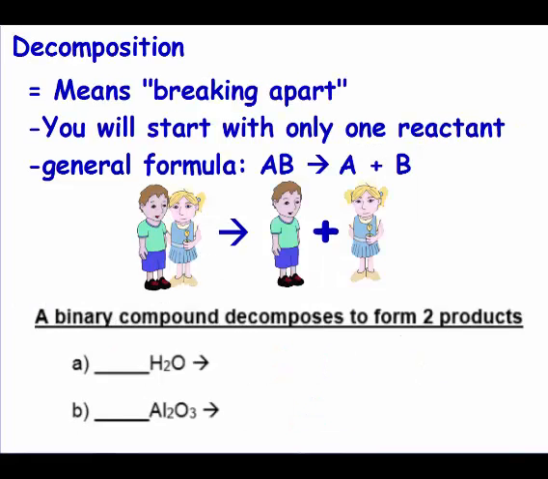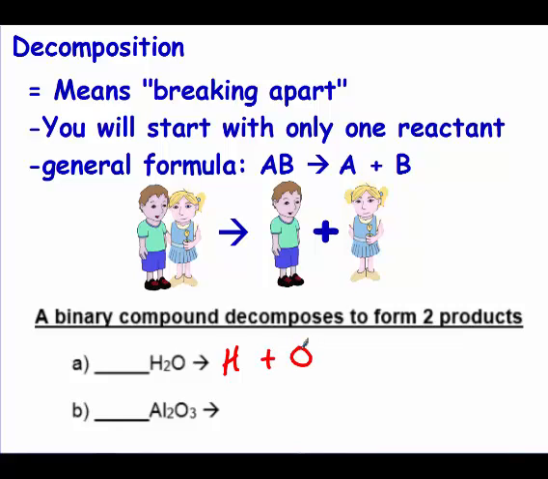Decomposition is the breakdown of one reactant. So you're going to start with one thing, and it's going to break apart into two things. The only one that you're going to have to be able to predict the products for is a binary compound, which means 2 elements, not including a polyatomic ion, because polyatomic ions in a compound would make it have more than 2. So H2O, the 2 elements that make that up are hydrogen and oxygen.